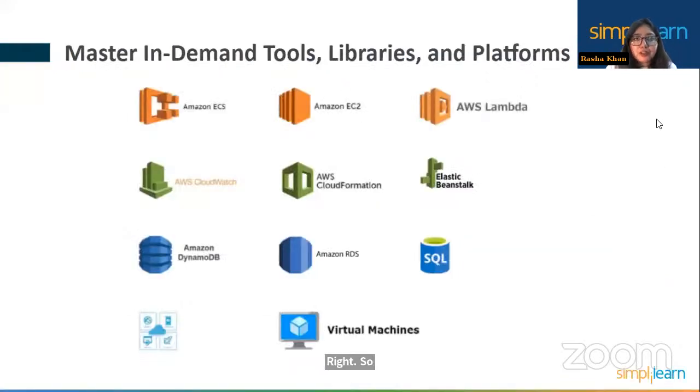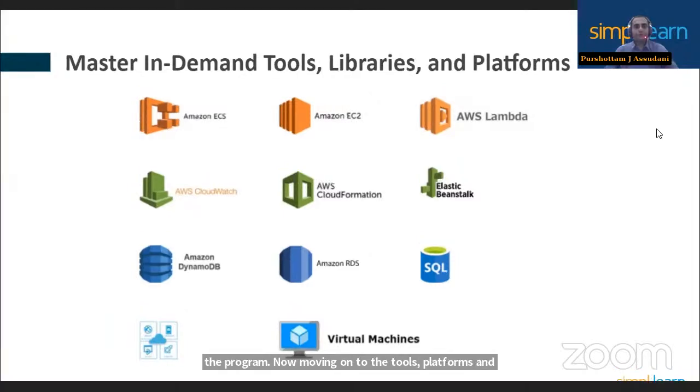Now, moving on to the tools, platforms, and libraries which are covered in the program as well. Yeah. So there will be a lot of services covered in this program. But to name a few, you'll be going through compute services like ECS, Elastic Container Service, which is nothing but a lightweight virtual machine kind of thing. Then you have the EC2 service, through which you can create your virtual machines. Okay. Then you have AWS Lambda. Through that, you can create a serverless compute service.